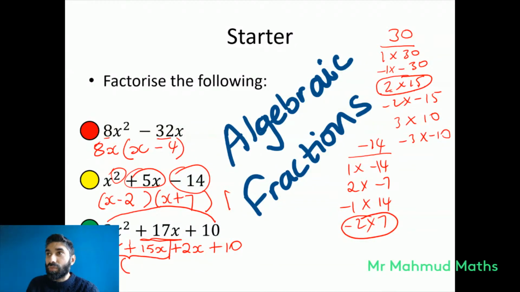Okay, so what do we want to times 3x by to get to x squared? We need to times it by x. And what do we want to times 3x by to get to 15x? That will be plus 5. Plus, we need to factorize this section here now. So the highest common factor is 2. What do we want to times 2 by to get to 2x? Times it by x. What do we want to times 2 by to get to 10? 5. Now, you'll notice that these two are exactly identical.